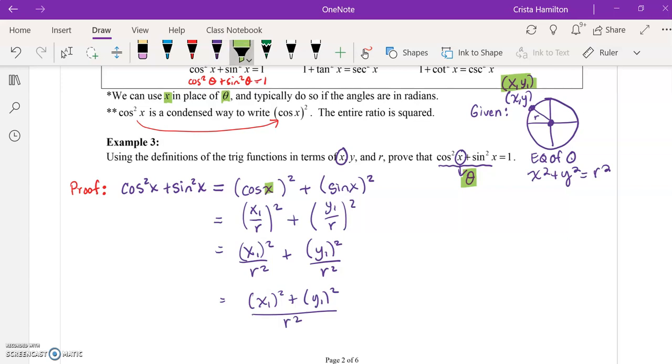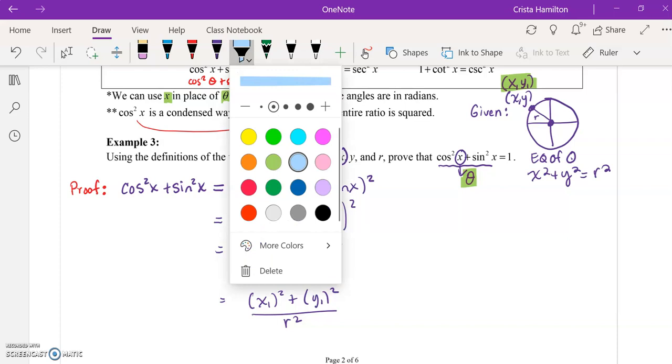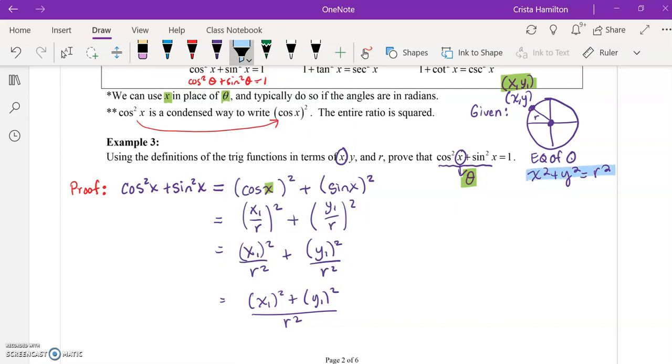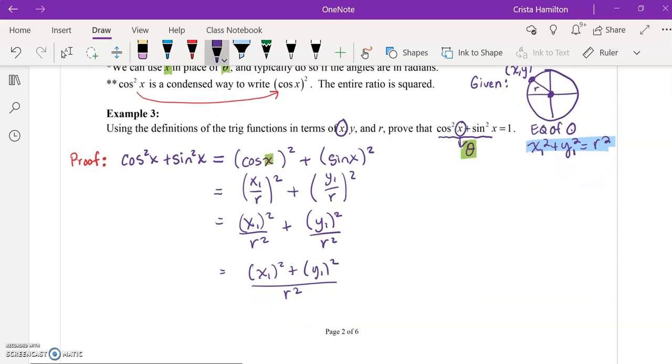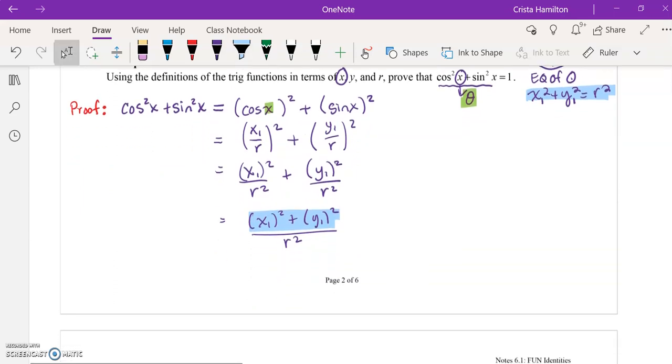Now, here's why I did this little beginning given part that we have, which is this. That's the equation of the circle. And since I renamed this as x1 and y1, we'll just add that in. And so when I see down here in this expression that I have this x1 squared plus y1 squared, I know that I can substitute in r squared, and then it becomes 1. And then we are done. So we would say, therefore, cosine squared x plus sine squared x is equal to 1.